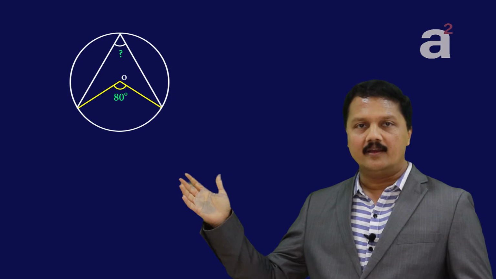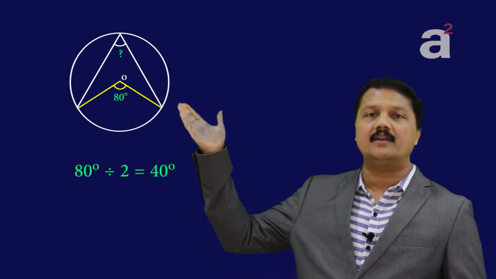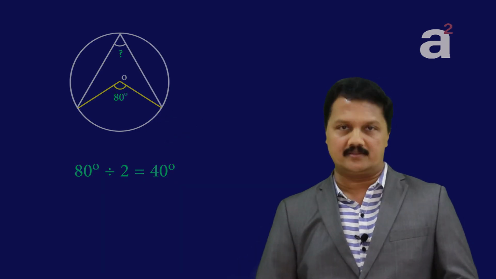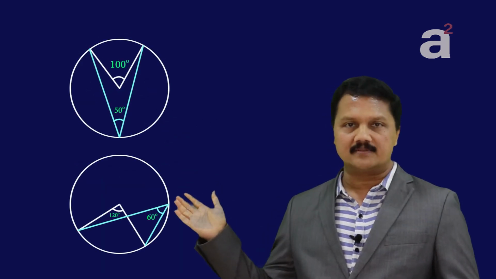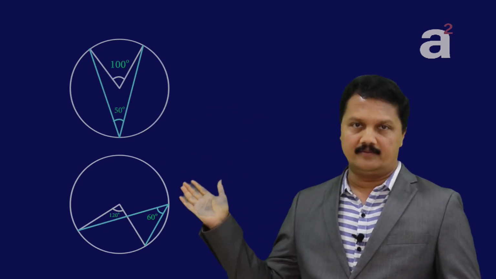Let's see the examples. So in this figure, if the center angle is 80 degrees, then the angle subtended will be half of that, which is 40 degrees. See more examples. Subtending an angle can be anywhere in the circle.